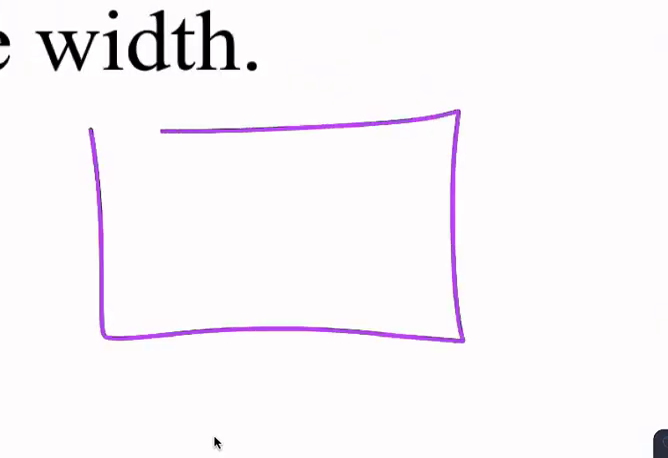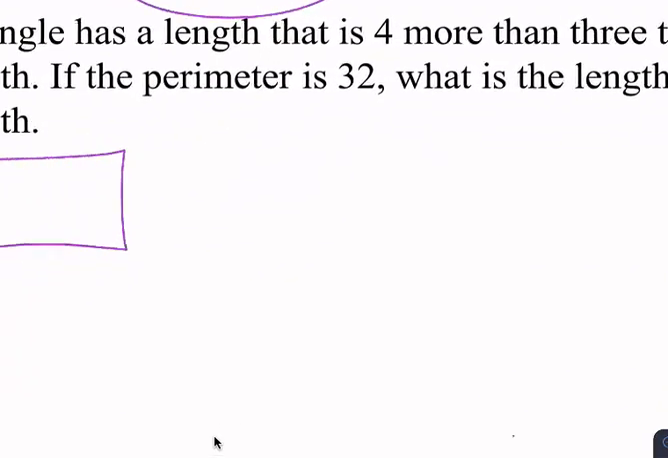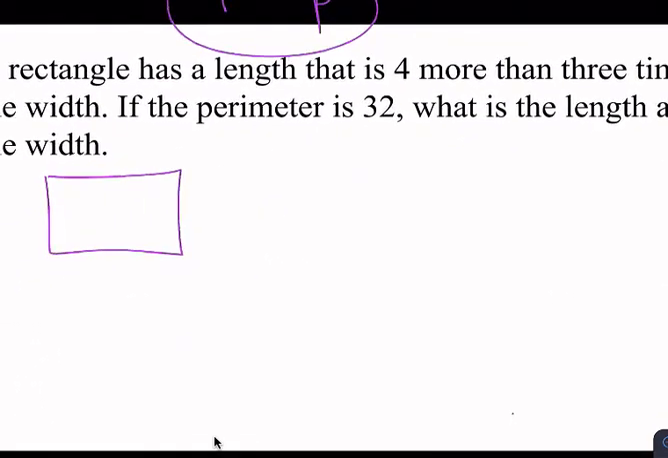So first of all, here's my rectangle. It is saying that the length is 4 more than 3 times the width. It doesn't tell me anything about the width, so I'm just going to mark that this is my width. My length is 4 more than 3 times, so I need to do 3 times the width and then have 4 more than that. So 3w plus 4. And then all of this together is supposed to equal 32.